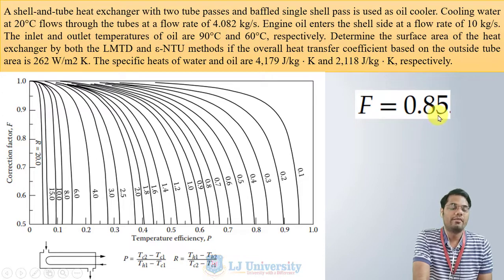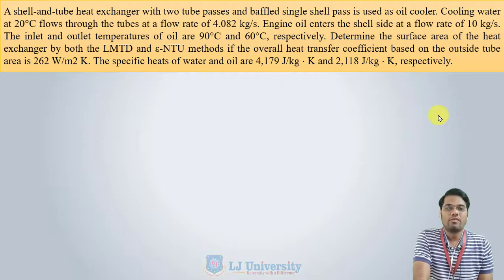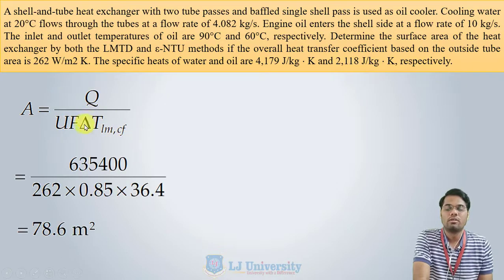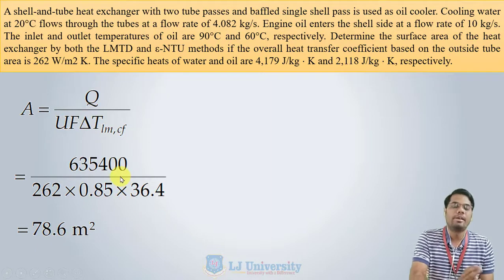which is 0.85. Now putting the value of F, U is already mentioned in question, value of Q we have just found out, delta T we have value of delta T also. So by putting value in this equation, we will get area is 78.6 meters square. So this is the area which we have found out by LMTD method.